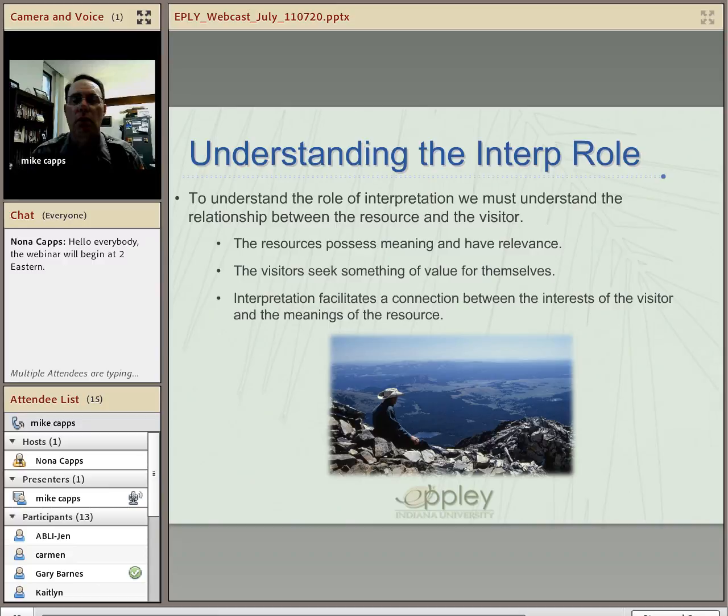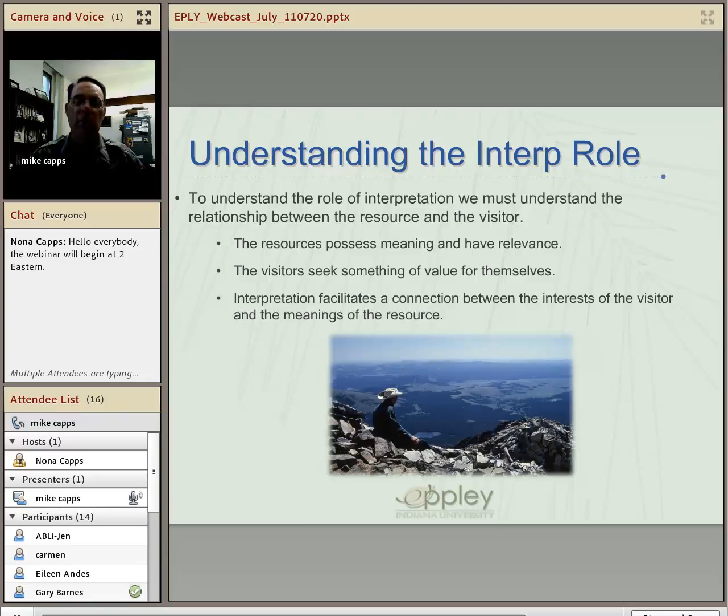To understand the role of interpretation in this process, we have to take a look at the relationship between the resource and the visitor. And there are three basic tenets that we talk about in looking at this aspect. The first is that the resources possess meaning and have relevance. Now, the meanings of the resource may not always necessarily be the same for each visitor. In fact, it's probably not going to be the same in a lot of cases, because the resources act as tangible icons, or the focus for meanings.